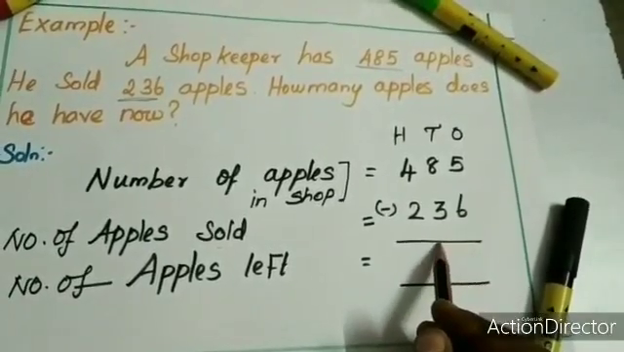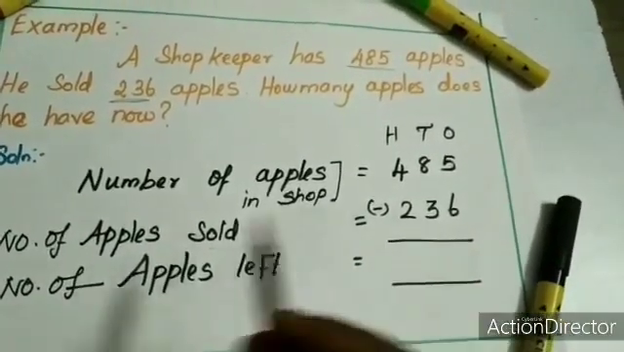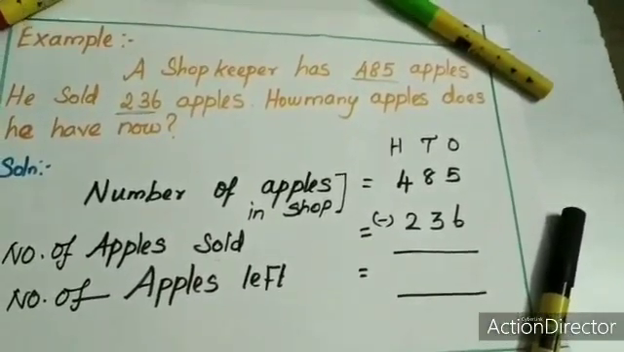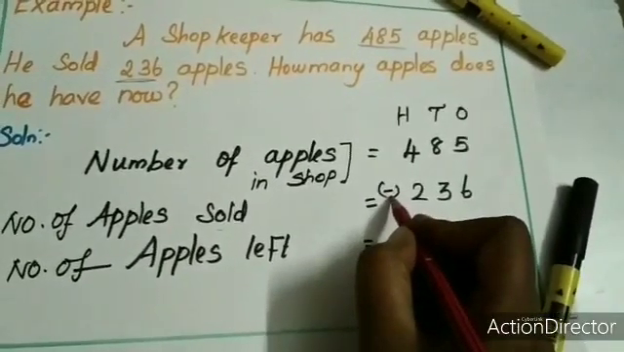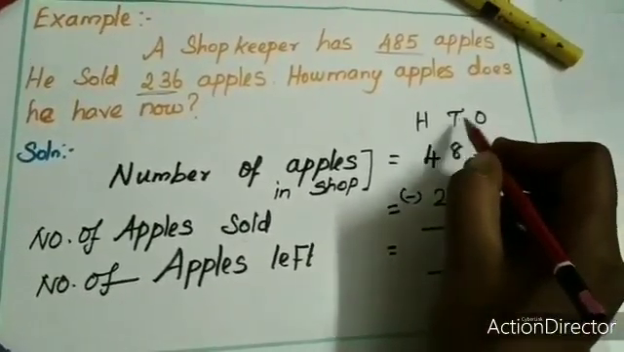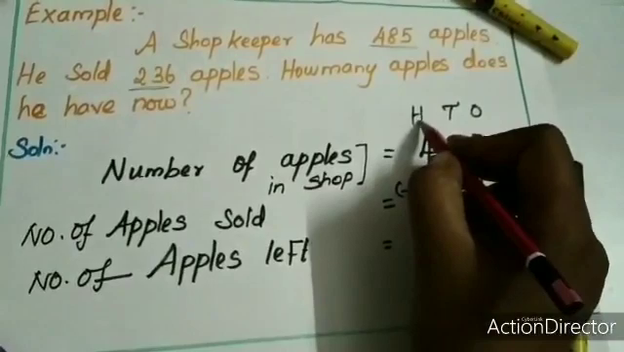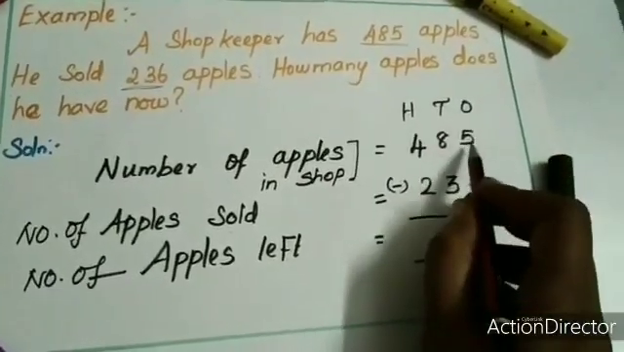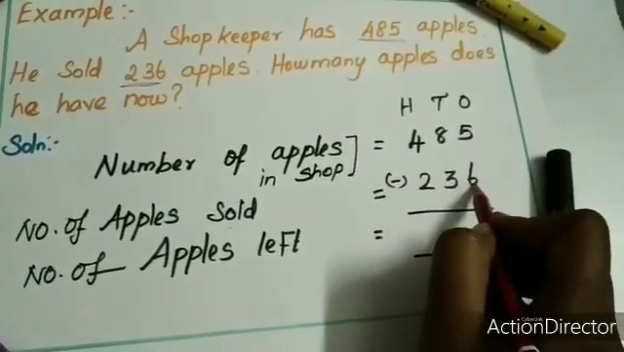What we find out? Tell me, children. Number of apples left in shop. Okay, that is a subtraction. First we start ones column and then tens column and then hundreds column. So first we subtract ones column, 5 minus 6.